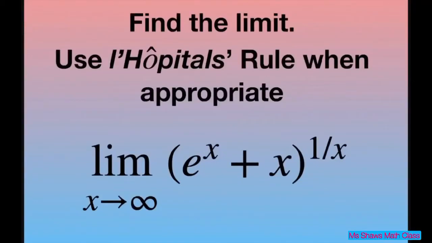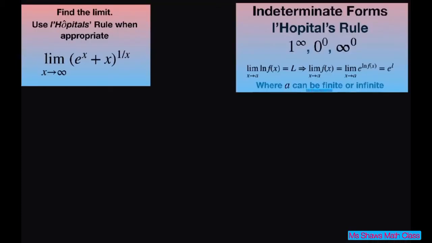Everyone, we're going to find the limit and use L'Hopital's rule, where the limit as x approaches infinity of the quantity of e to the power of x plus x, all raised to the power of 1 divided by x. So let's see what form we have. It's infinity. So this one has this form here, the indeterminate form, infinity to the 0 power.